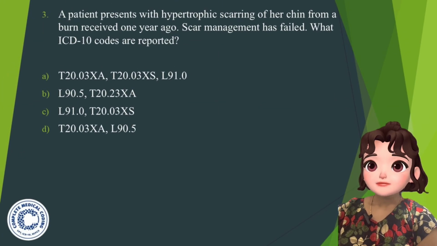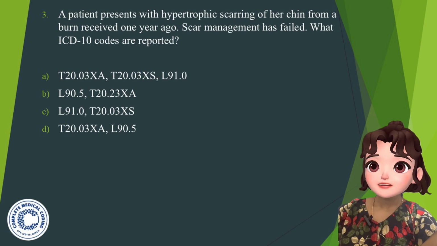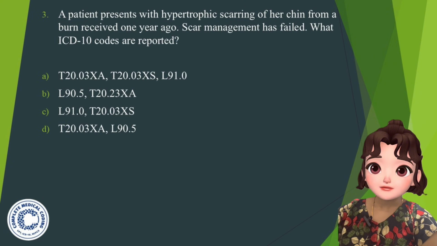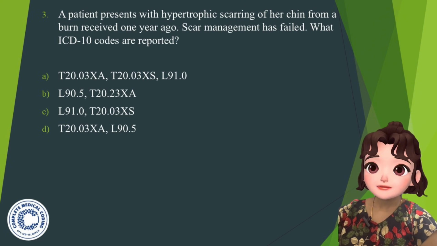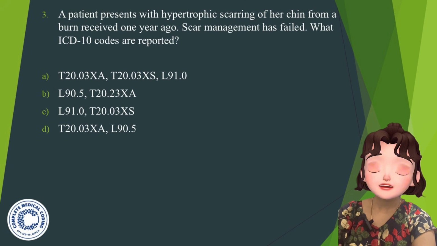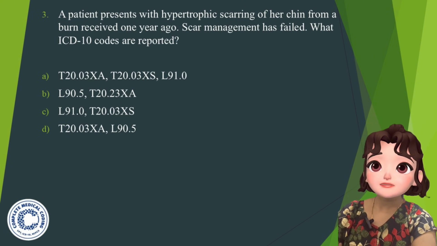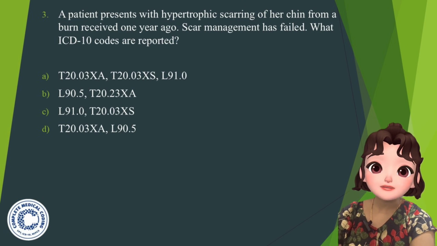Now, third question. A patient presents with hypertrophic scarring of her chin from a burn received 1 year ago. Scar management has failed. What ICD-10 codes are reported? So here from this question you have to identify whether the scarring of the chin is an initial encounter, subsequent encounter or sequela. That's why they have mentioned the burn has been received 1 year ago.